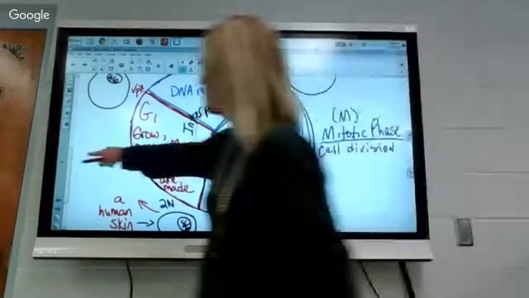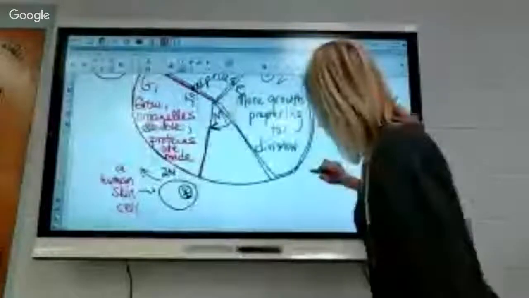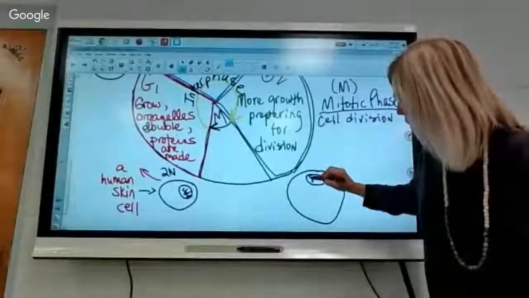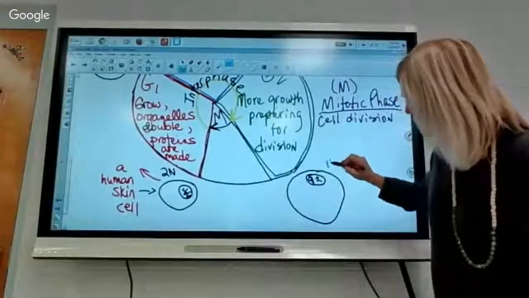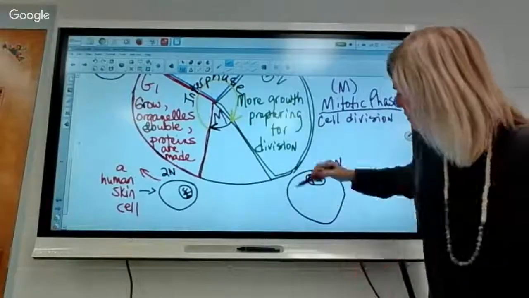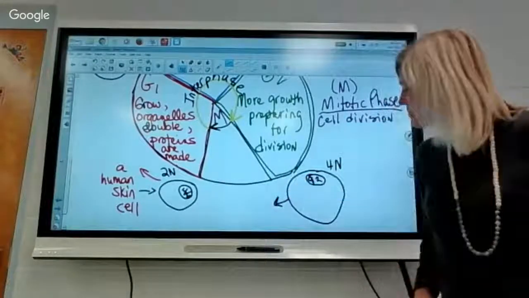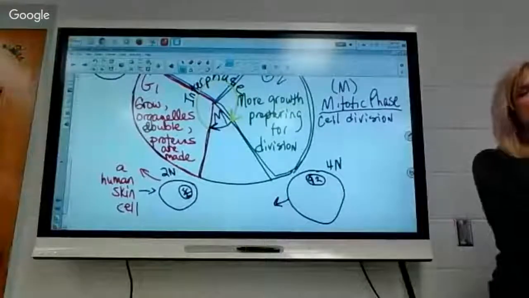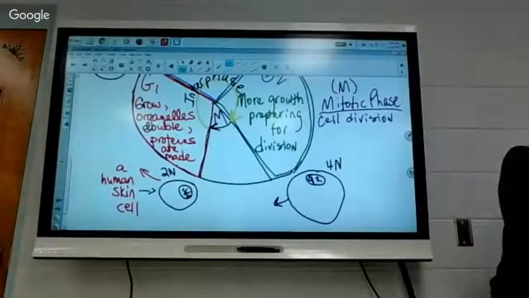Let me move that back down. It's like gargantuan. What happens if it pops? I'm sure some do. It's called apoptosis. And some of them commit suicide.